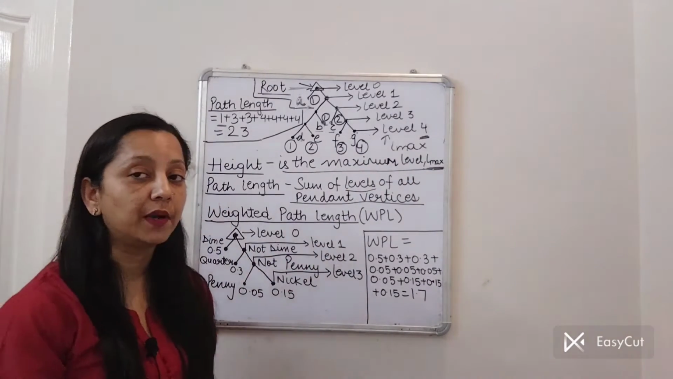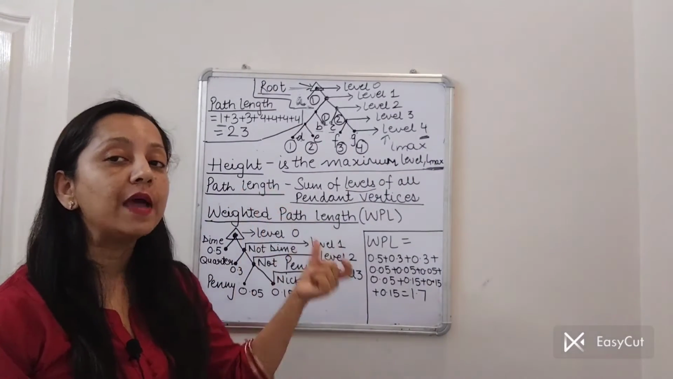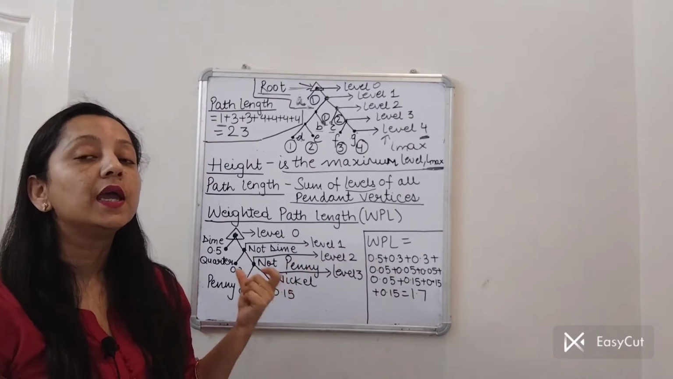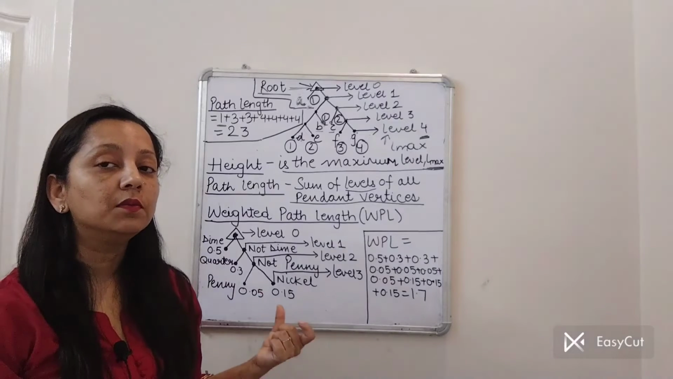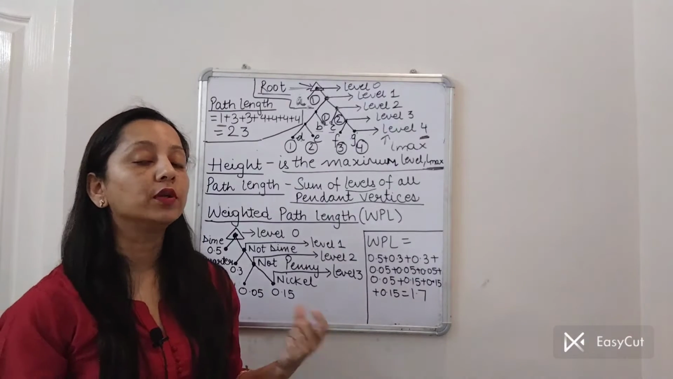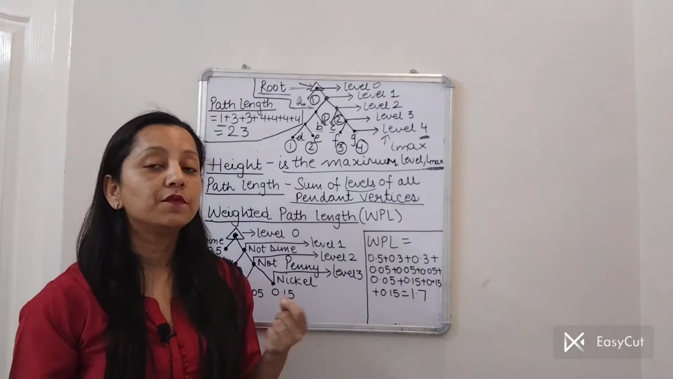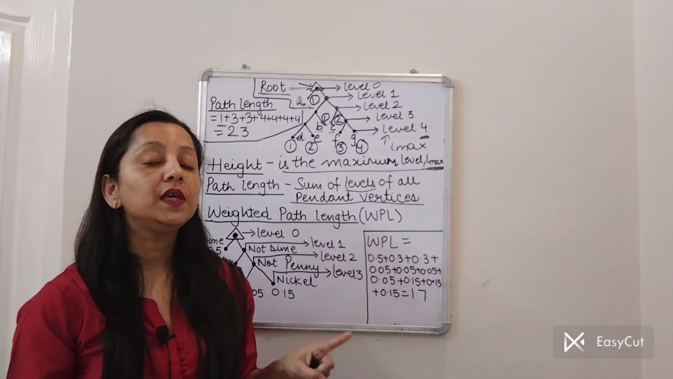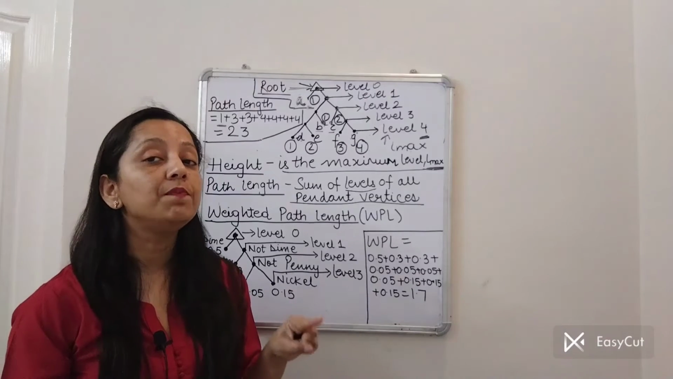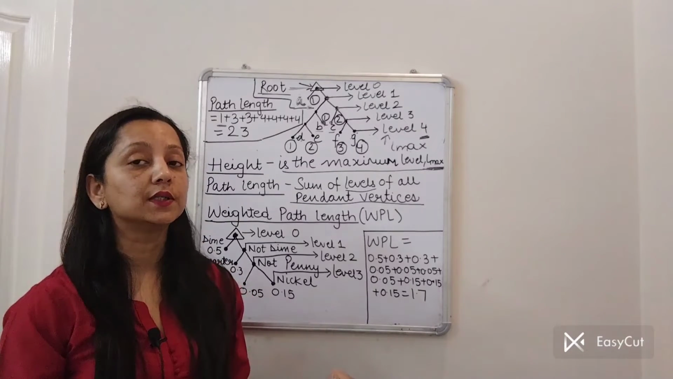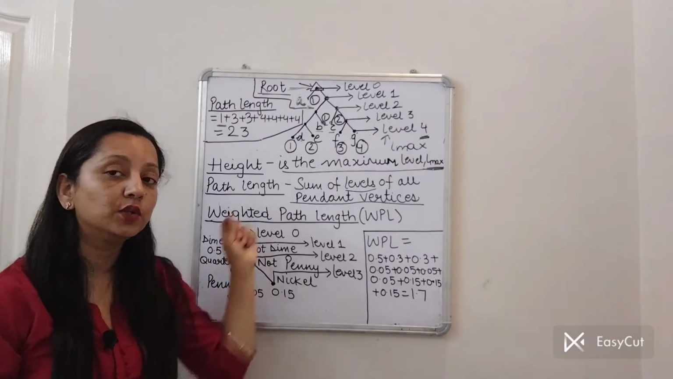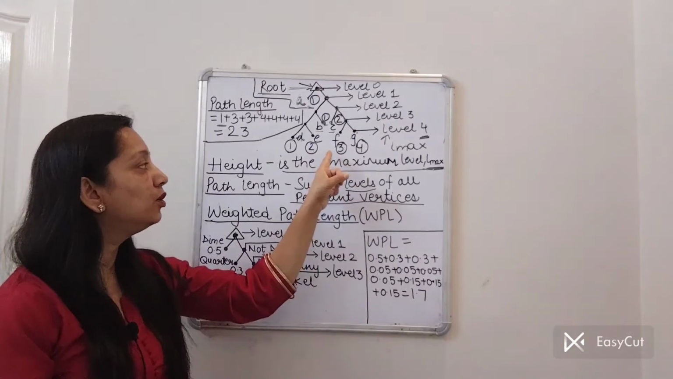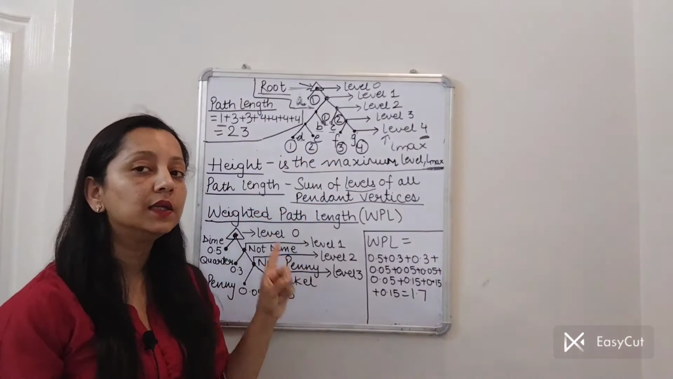Now what is the path length of a binary tree? The sum of levels of all pendant vertices is the path length of a binary tree. Now two important things that we are concerned with over here are, first of all, sum of levels, and second, pendant vertices. So we are concerned with the sum of levels only of the pendant vertices and no other vertex. We will see how we can calculate the path length of a binary tree. Now we will consider the same example. For this particular binary tree, I will find out the path length.